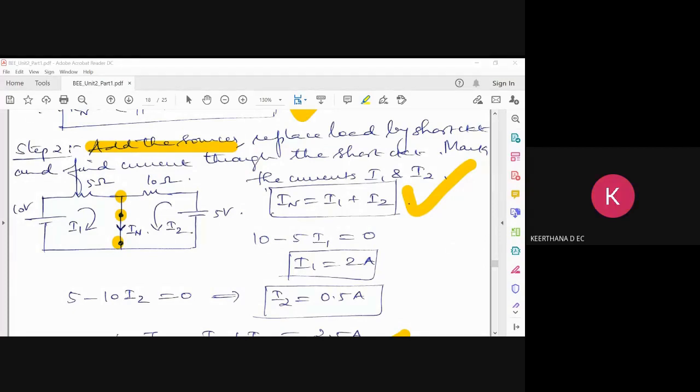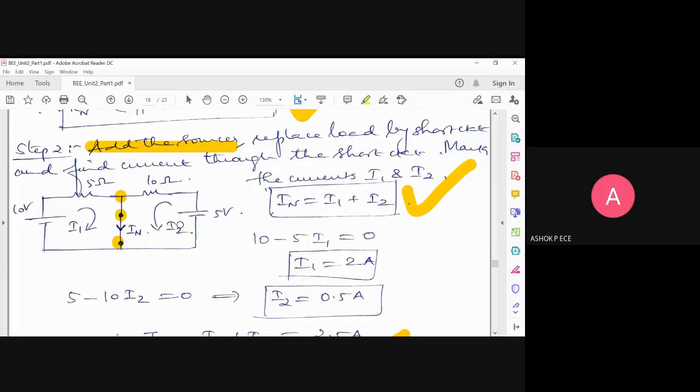Maybe it's along the same direction, sir. It's not maybe, it is for sure, right? See, IN is flowing from top to bottom. I1 is also flowing from top to bottom. I2 is also flowing in the same direction. So naturally, IN should be flowing through IN. So it is the sum of currents I1 plus I2.